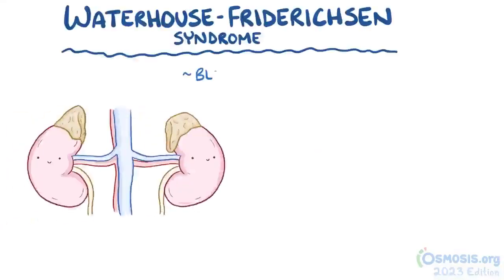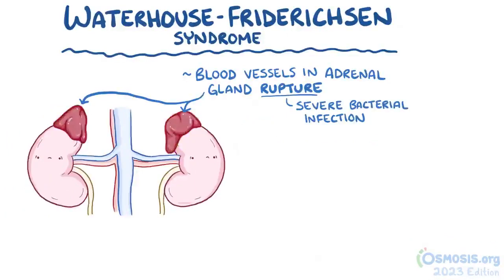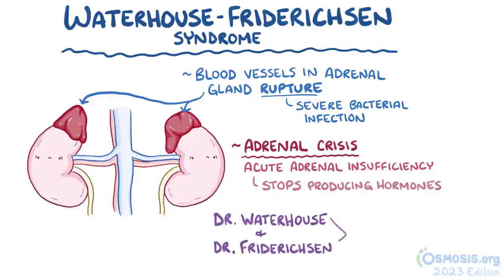Waterhouse-Friderichsen syndrome happens when the blood vessels in the adrenal gland rupture during a severe bacterial infection, and this turns the adrenal glands into sacs of blood. This ends up resulting in adrenal crisis, or acute adrenal insufficiency, which is when the adrenal gland suddenly stops producing hormones. The syndrome is named after two physicians, Waterhouse and Friderichsen, who separately described the syndrome back in the early 1900s.